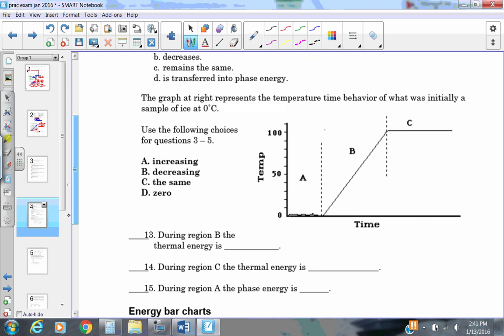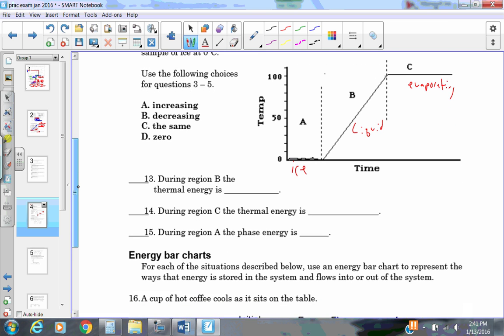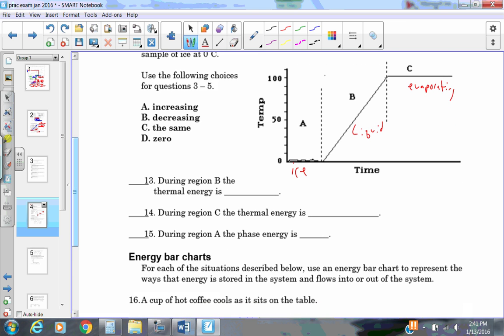The graph at right represents the temperature-time behavior of what was initially a sample of ice. So I have ice. Once it melts, it must be a liquid. And once it gets to this point at C, it must be evaporating, but it's not steam yet, it's in the process of evaporating. So during region B, what is the thermal energy doing?